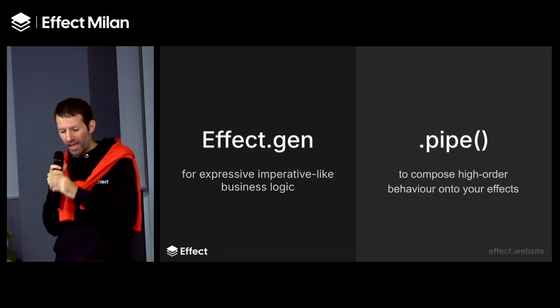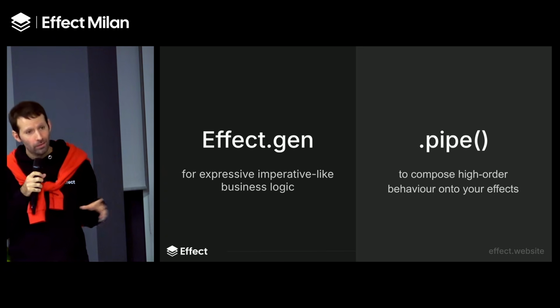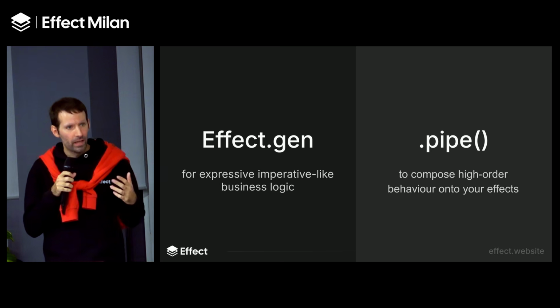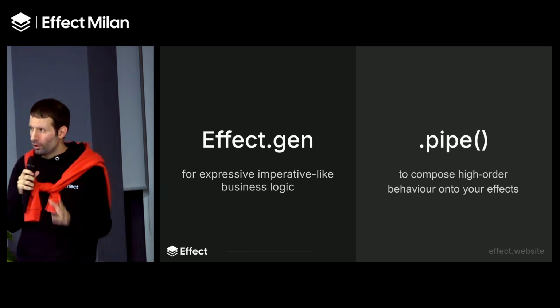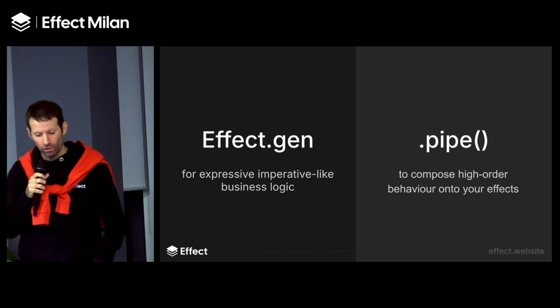So that's why Effect has two primary ways to compose effects. We have Effect.gen, which can be used for imperative-like business logic, and we have .pipe that can be used to compose higher-order transformations of your effect.